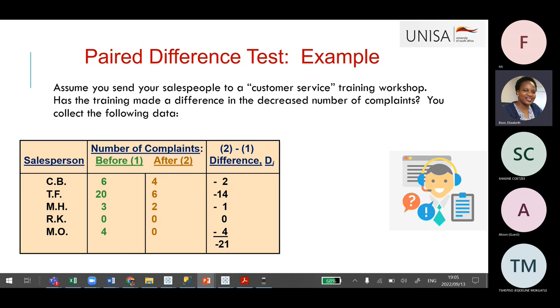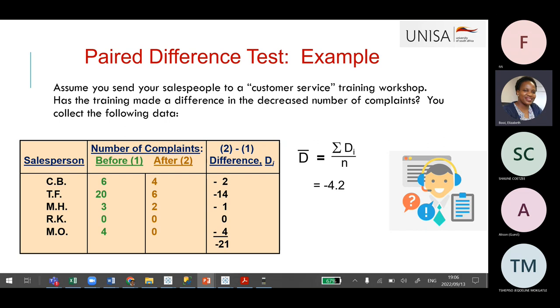4 minus 6 is minus 2. 6 minus 20 is minus 14. 2 minus 3 is minus 1. And 0 minus 0 is 0. And 0 minus 4 is minus 4. And the sum of the differences is minus 21. That is my difference. So we're going to use these differences to calculate our test statistic.